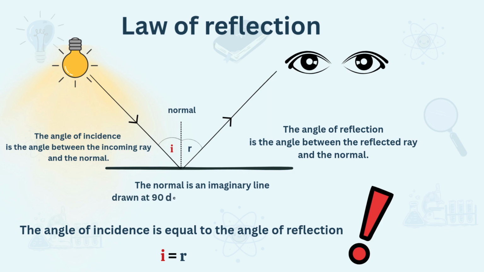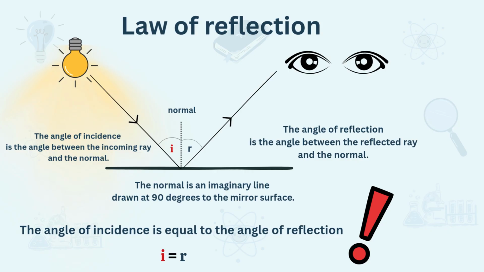This means that when a light ray hits a mirror, it bounces off at the same angle on the other side of the normal. For example, if a light ray hits the mirror at 30 degrees to the normal, it will reflect away at 30 degrees on the other side. This rule works for all flat mirrors and helps us predict how light will behave when it reflects.